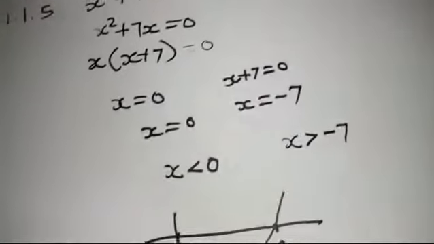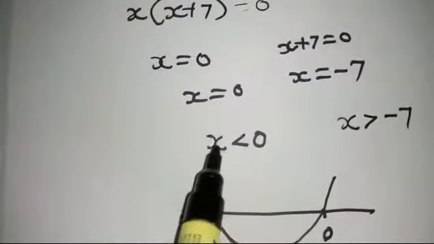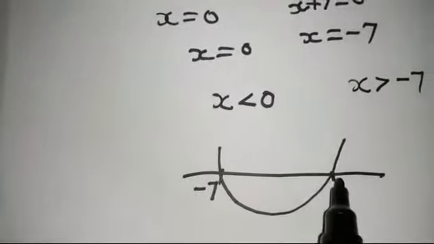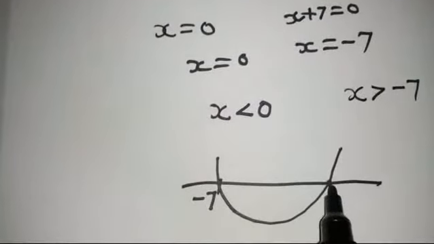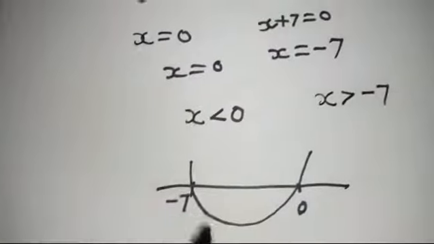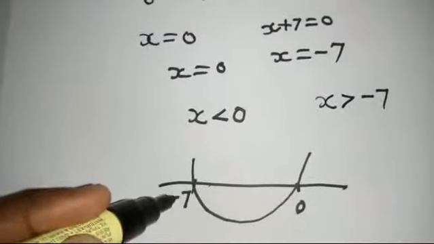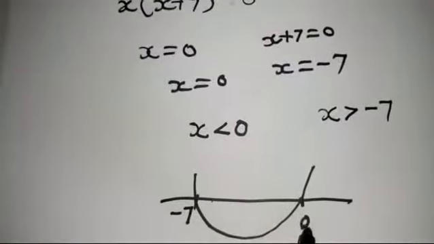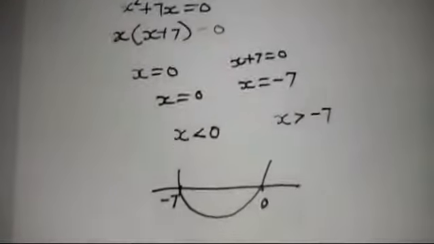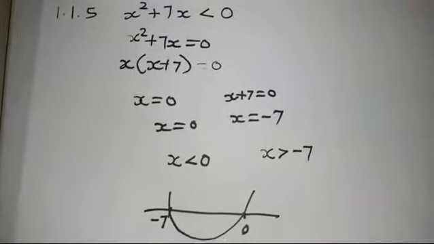So if we check this, as we have said that we take values for x which are less than 0, these values will then be values from here to here. So this graph clearly indicates that we take values from negative 7 to 0. Then this represents our solution for this question.